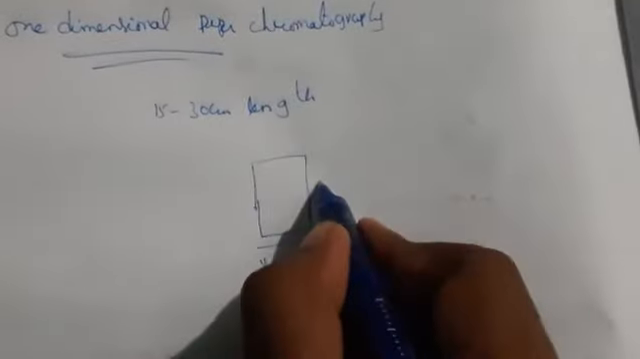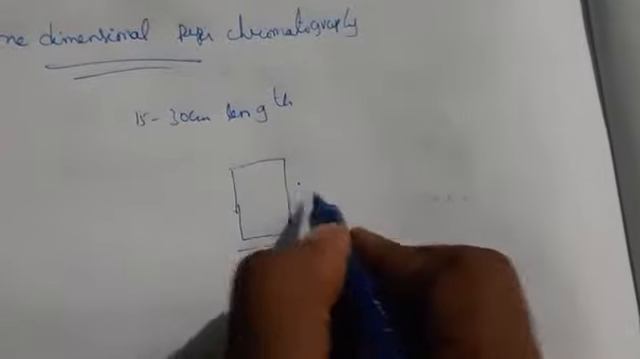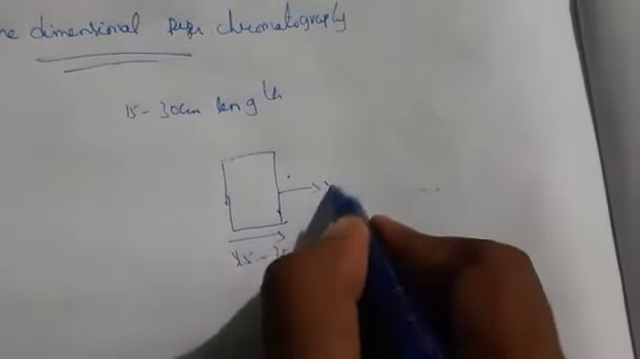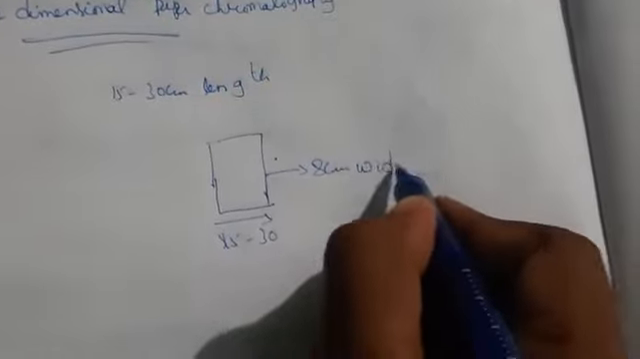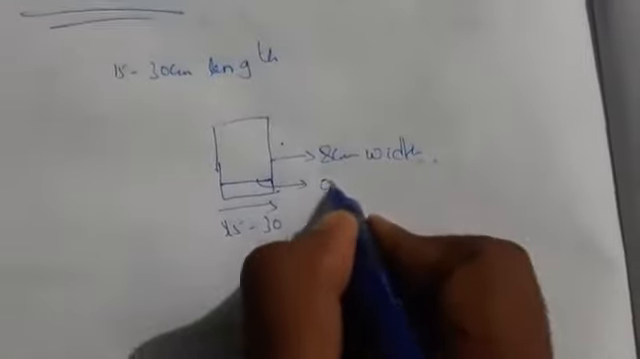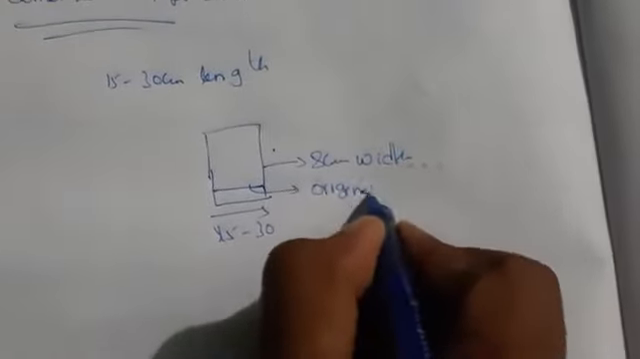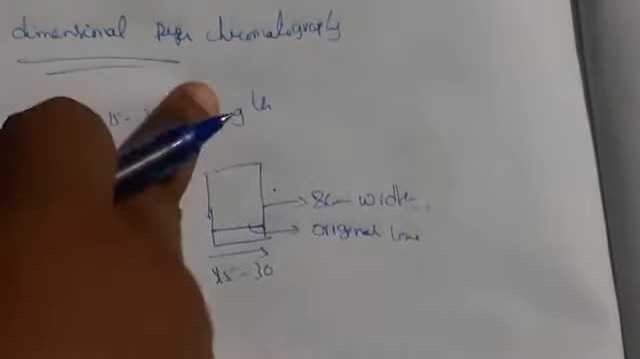And coming to the breadth, the width should be 8 centimeters. The horizontal line that we are taking, we call it the original line, the baseline. This is drawn on the paper at a distance from each point.